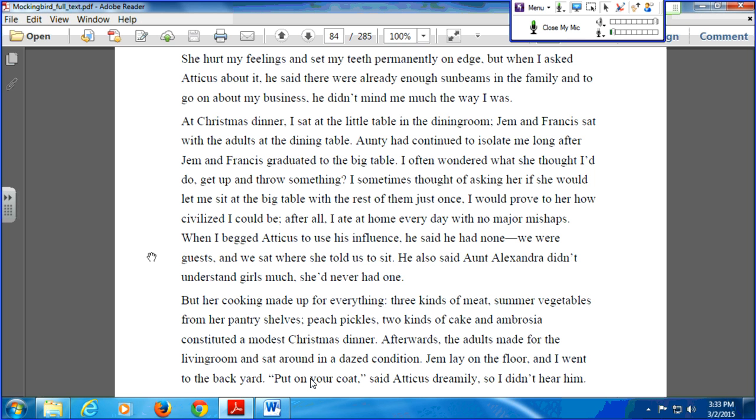Three kinds of meat, summer vegetables from her pantry, peach pickles, two kinds of cake, and ambrosia constituted a modest Christmas dinner. Afterwards, the adults made for the living room and sat in a dazed condition. Jim lay on the floor, and I went to the backyard. "Put on your coat," said Atticus dreamily, but I didn't hear him.